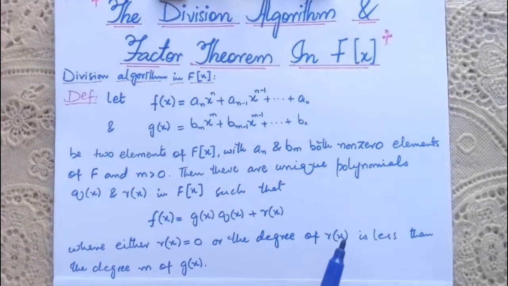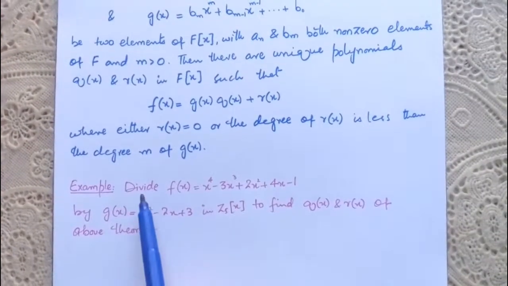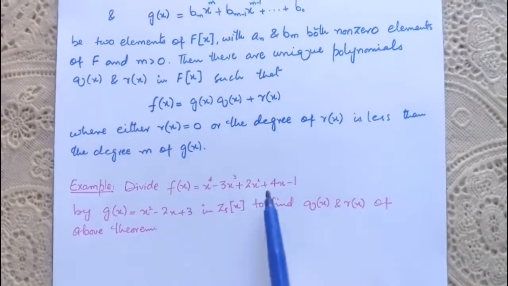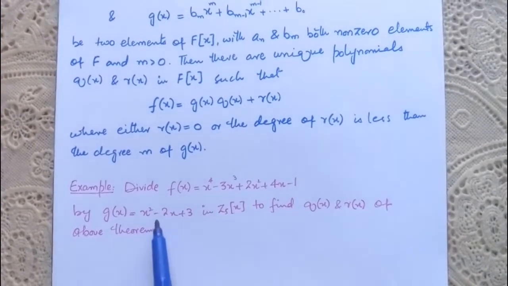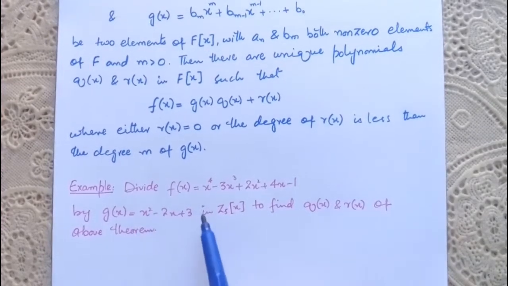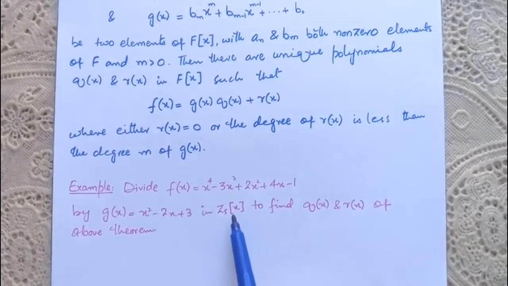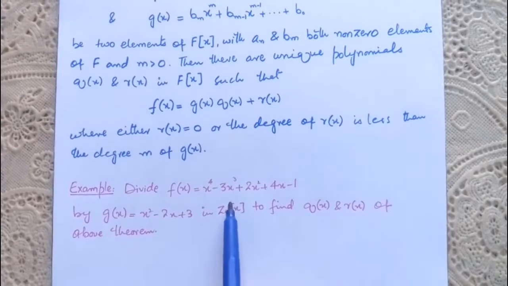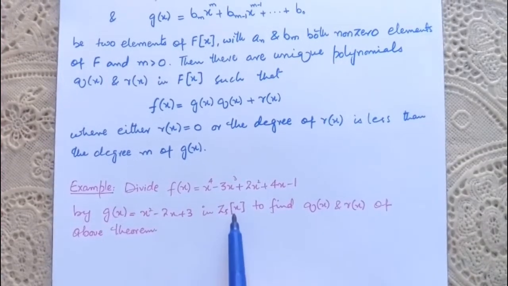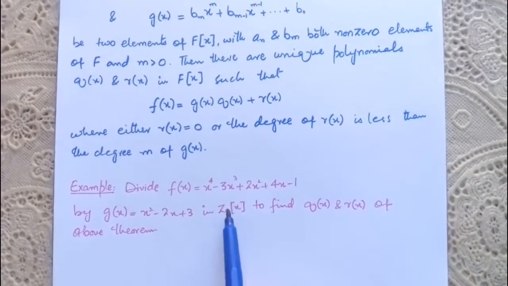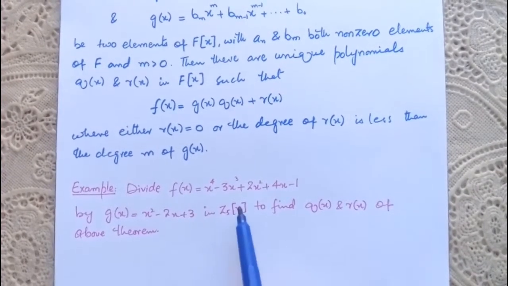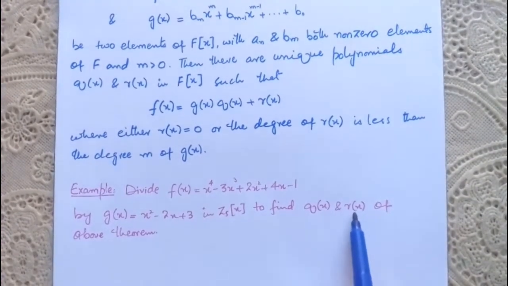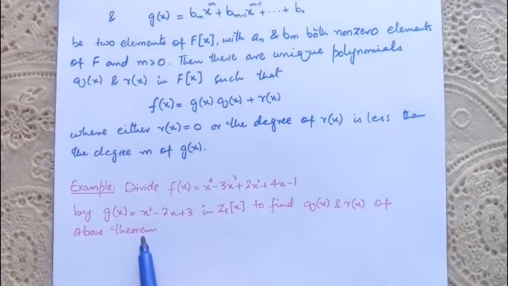Now let's see an example. Here is an example. Divide f(x), a polynomial of 4th degree, by g(x), another polynomial of degree 2 in Z5[x], right? Z5[x] means the set of all those polynomials whose constants and coefficients are in Z5, right? To find q(x) and r(x) of the above theorem.